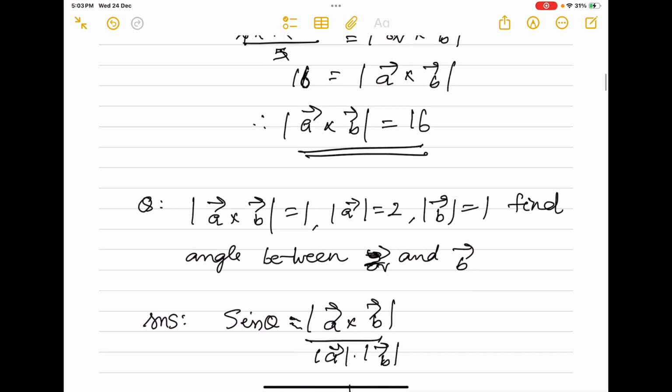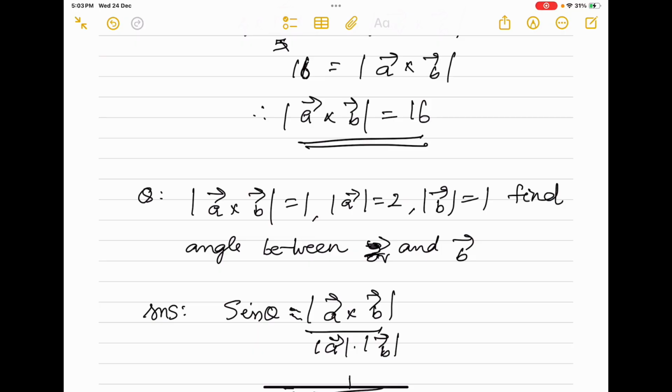Next question is: mod vector A cross vector B equal to 1, mod vector A equal to 2, mod vector B equal to 1. Find the angle between vector A and vector B. We have two results, that is vector A dot B equal to mod A mod B cos theta and vector A cross B equal to mod vector A mod vector B sin theta n cap.